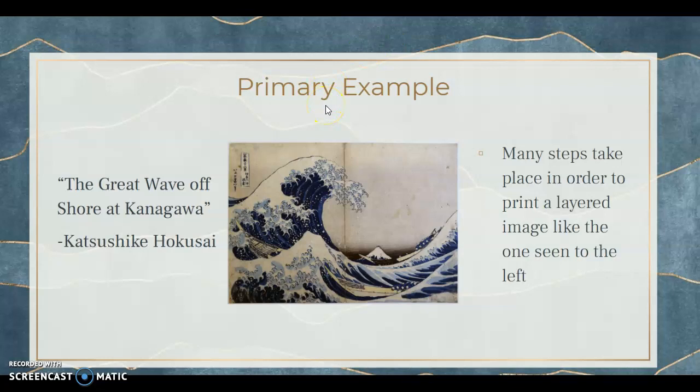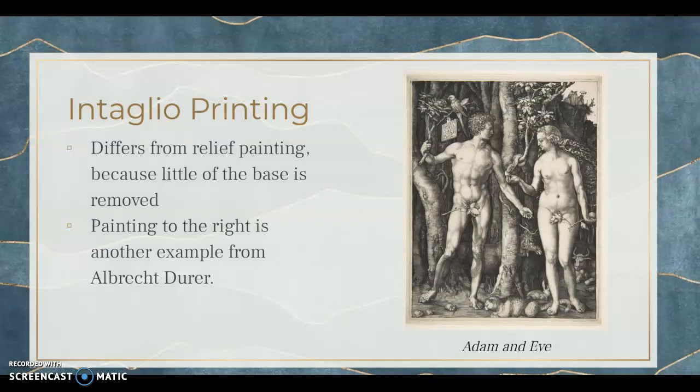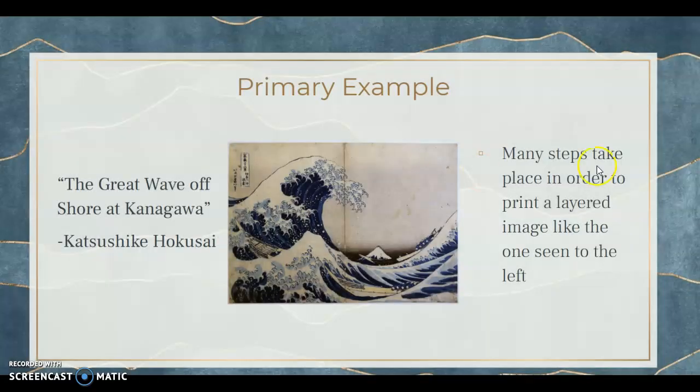Another example of this is the Great Wave off Kanagawa. There are many steps you have to take in order to print a layered image like the one seen to the left. Another thing that's special about Hokusai's printing is that each one had to be exactly perfect, or it had to be thrown out.